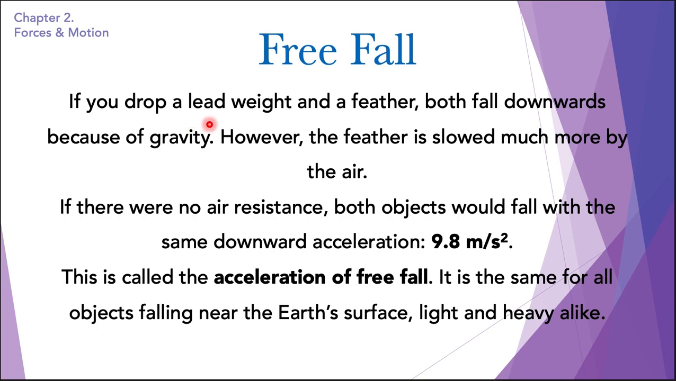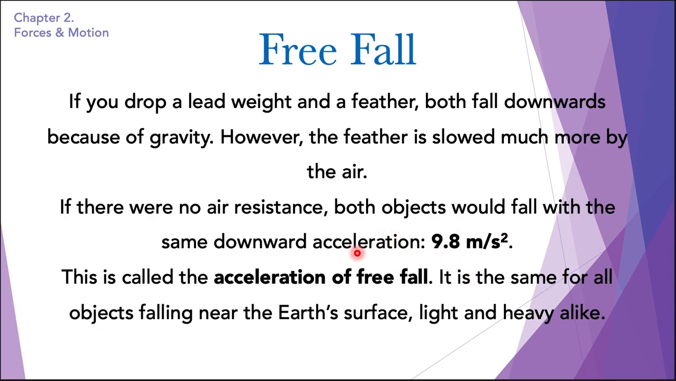So, if you drop a lead weight and a feather, both fall downwards because of gravity. However, the feather is slowed much more by the air. If there were no air resistance, both objects would fall with the same downward acceleration, which is 9.8 meters per second squared. This is called the acceleration of free fall. It is the same for all objects falling near the Earth's surface, light and heavy alike.